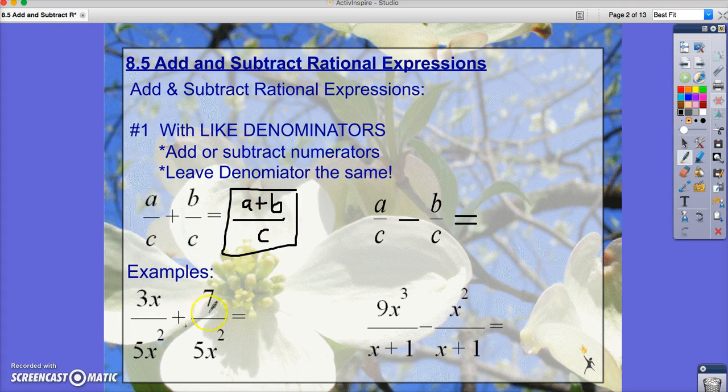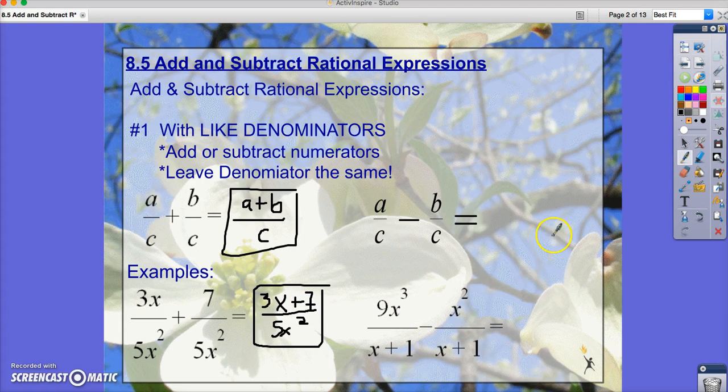So how does this look as a real life example? Let's look at the one below. That'd be what? 3x plus 7. So I add the numerators, and then keep the denominator the same. So you do not change the denominator at all. It's 5x squared.